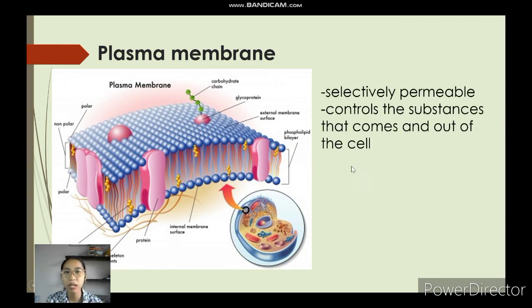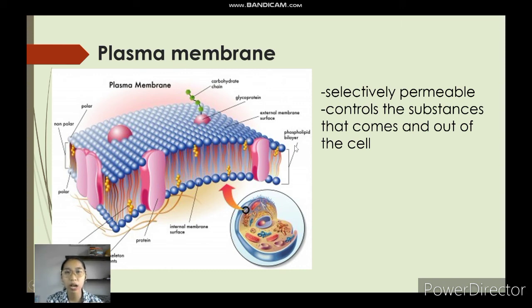Its characteristic is that it is selectively permeable. That means some substances can enter readily, but others cannot enter directly. That's why it needs transporters, which are mostly transmembrane proteins. Its main function is that it controls the substances that come in and out of the cell.